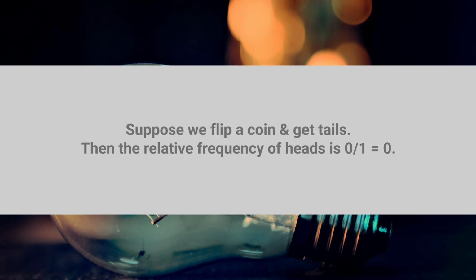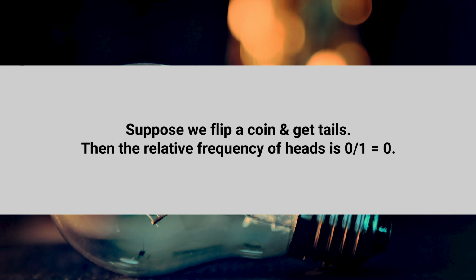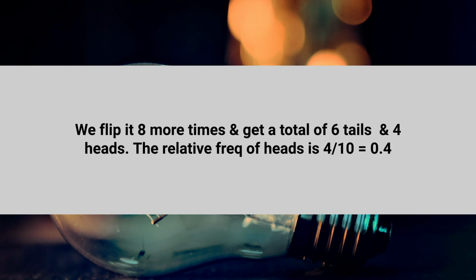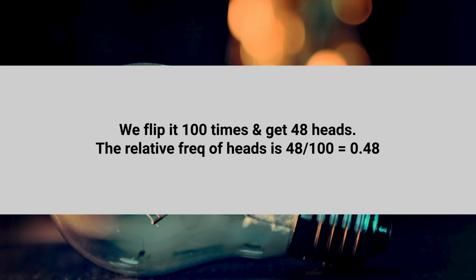Suppose we flip a coin and get tails, then the relative frequency of head is 0 by 1, which comes to 0. Suppose we flip it again and get tails again, our relative frequency of head is 0 by 2, which again comes to 0. We flip it 8 more times and get a total of 6 tails and 4 heads. The relative frequency of heads is 4 by 10, which comes to 0.4. And if we flip it 100 times and get 48 heads, the relative frequency of head is 48 by 100, which comes to 0.48. This is one example of objective probability.